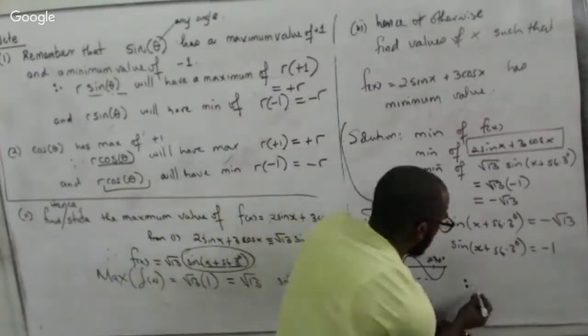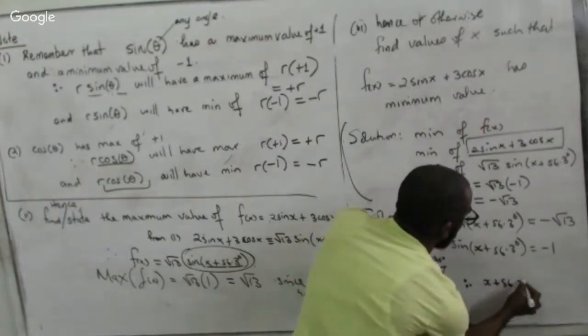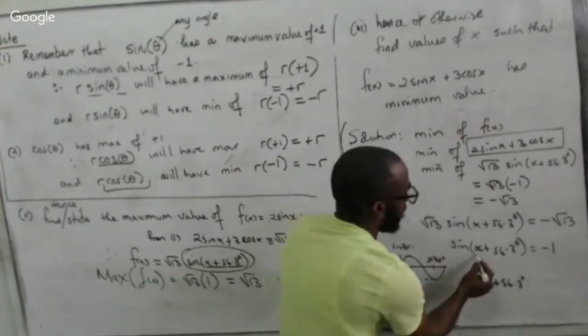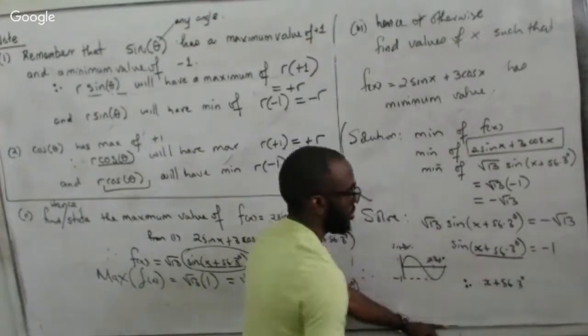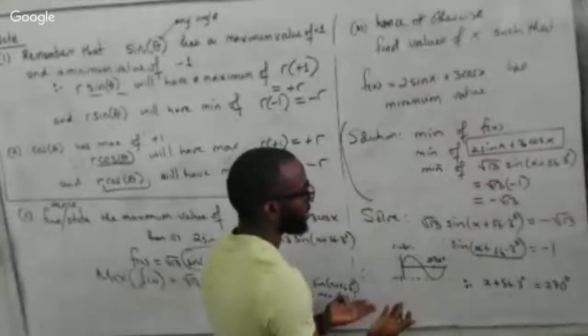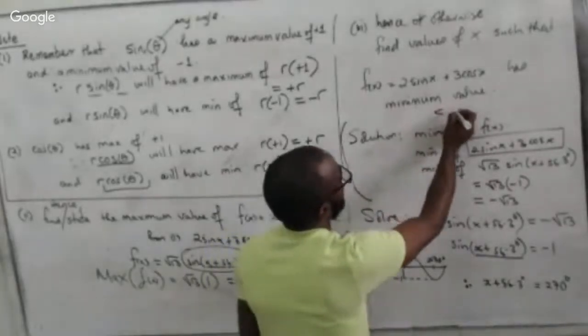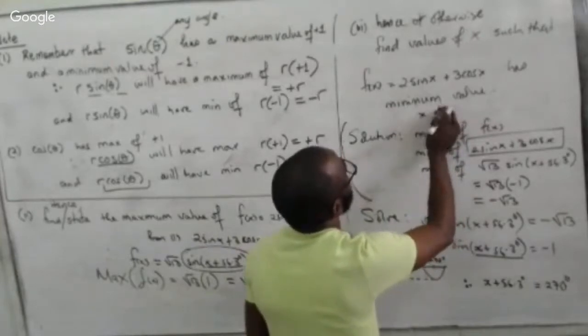Therefore, x plus 56.3 degrees, know that the answer is always for whatever sits inside the bracket. So that is equal to 270 degrees. That's all. And there's only one answer between 0 and 360 degrees. I should have scaled it down. And the range was 0 to 360 degrees. Yeah?